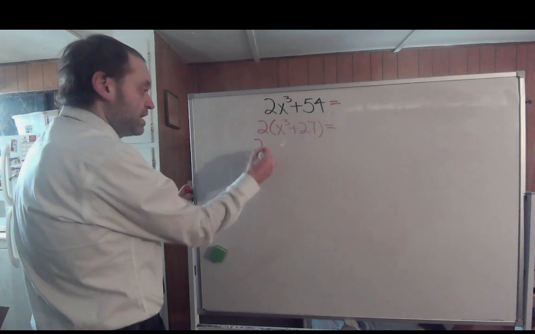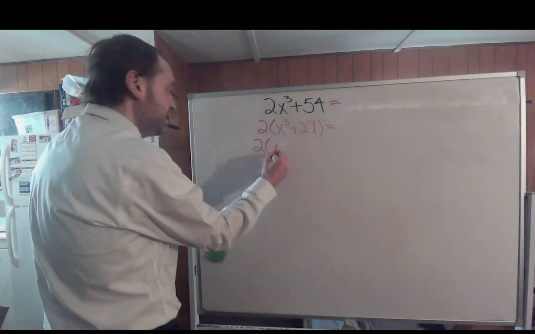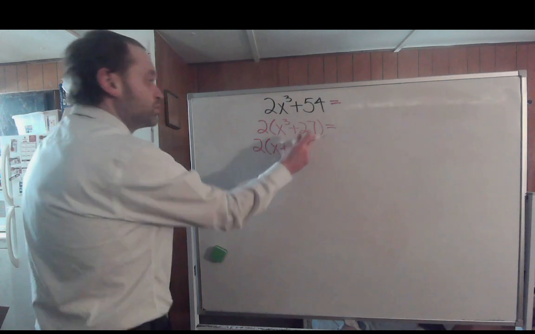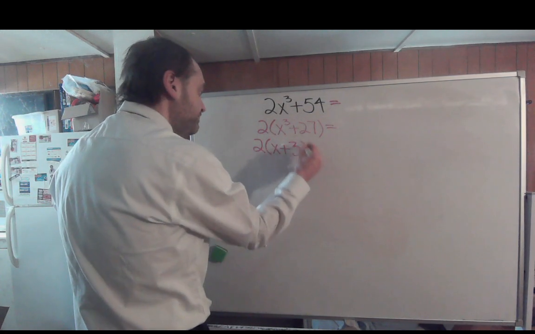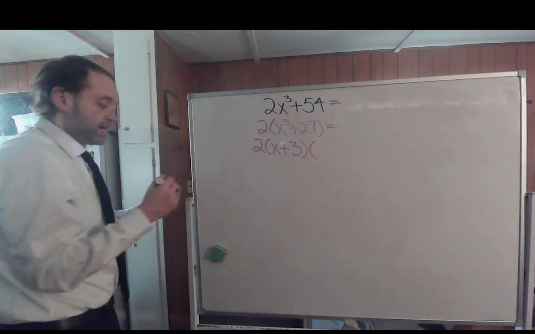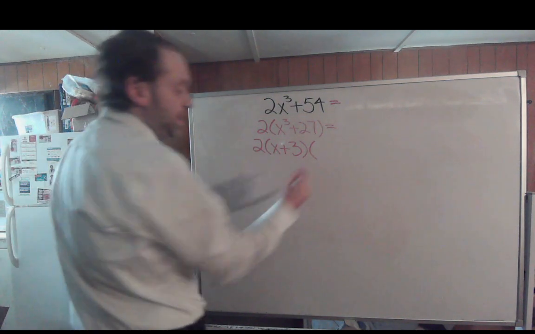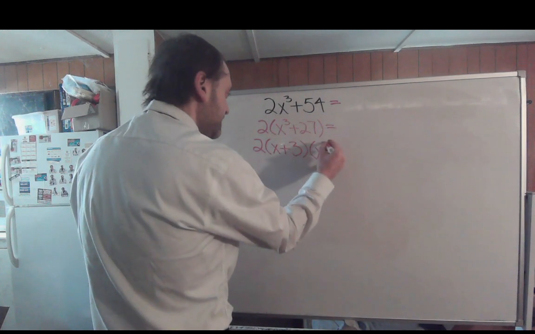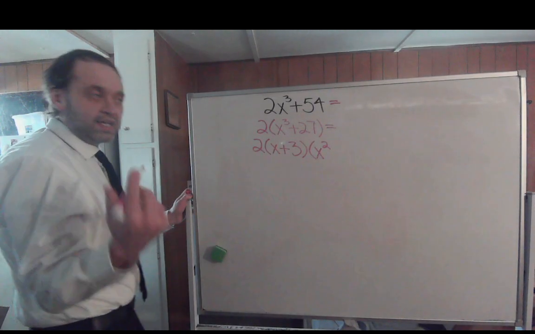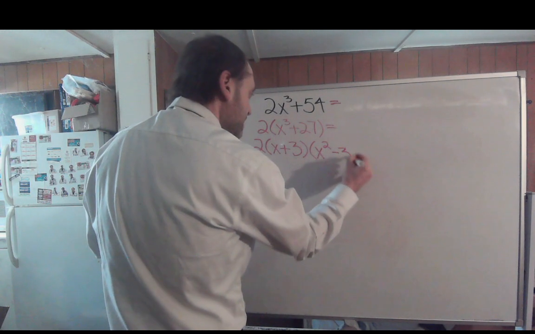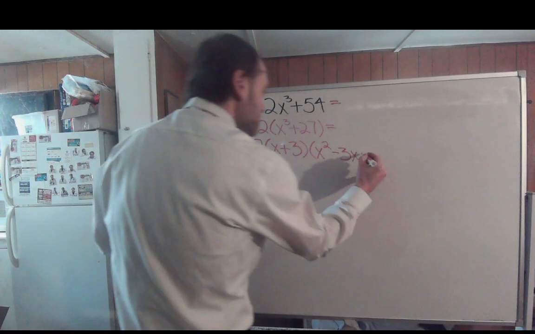So keep your 2 outside the parentheses. What's the cube root of x cubed? That's just going to be x plus what is the cube root of 27? That would just be 3. So there's your linear factor. Now to get your quadratic factor, take that x and raise it to the second power, which will give you x to the second. Then take x times 3, which gives you 3x. Negate that, you actually get minus 3x. Then take your 3 and square it, you would get plus 9.